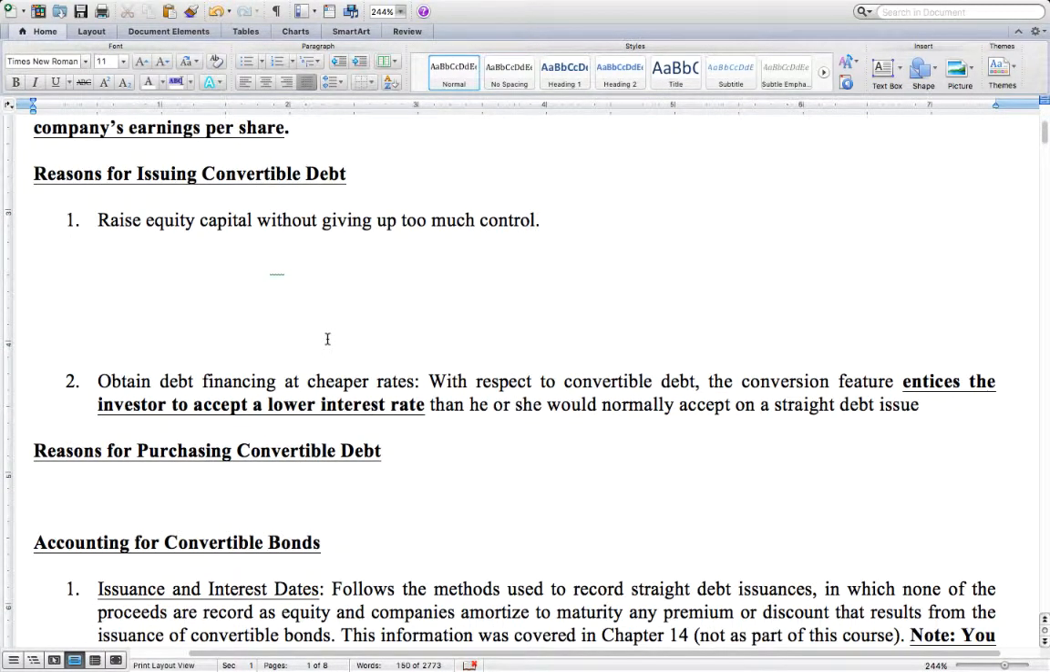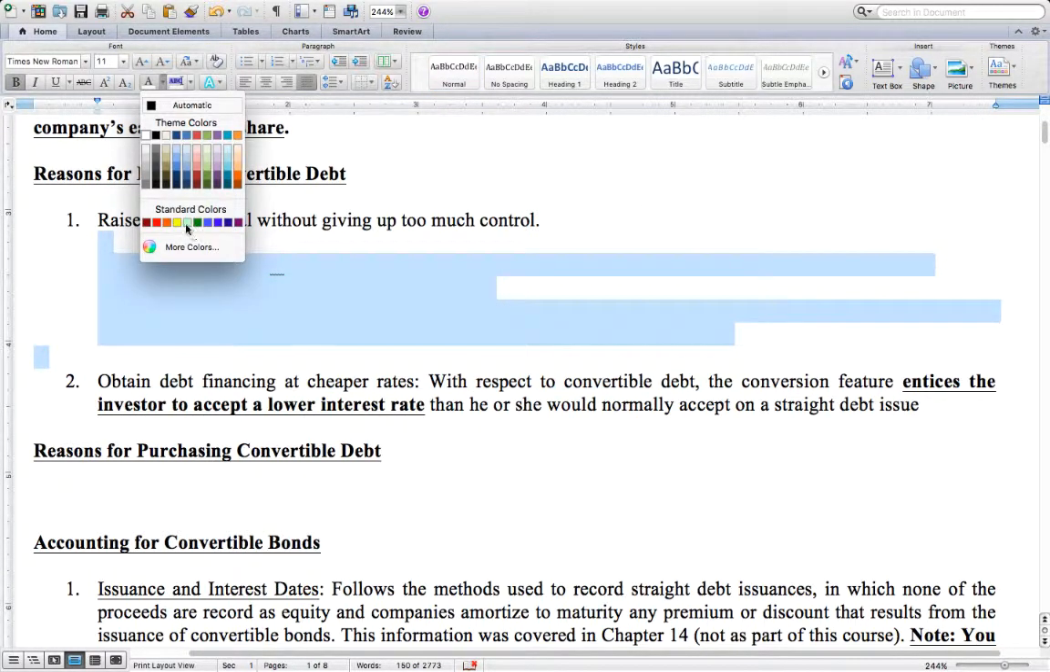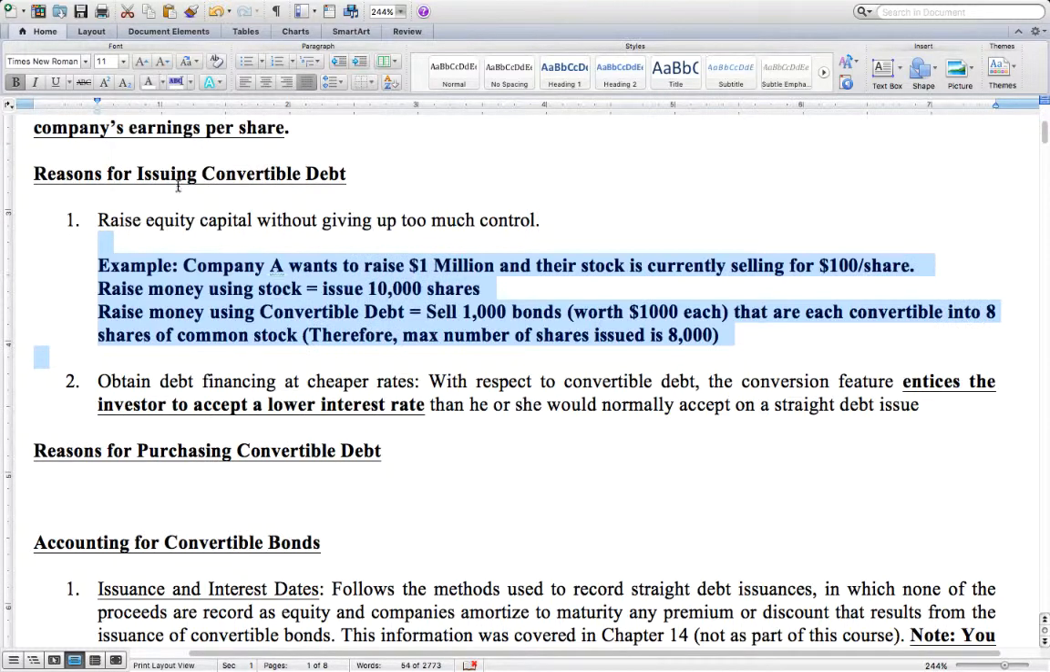There's a few reasons why a company would issue convertible debt. The first is that they can raise capital without giving up too much control of the company, and we have an example here that we'll walk through to show you why that is the case.